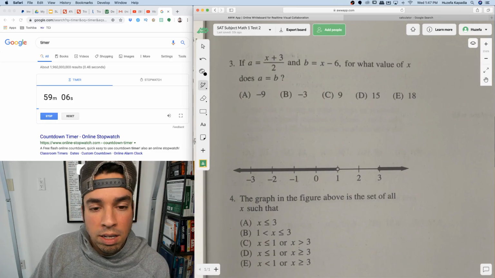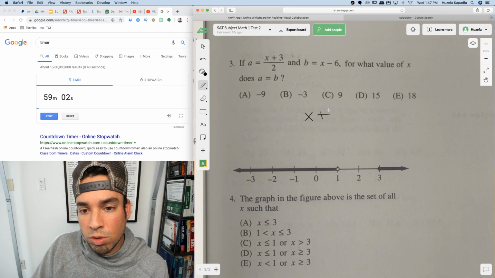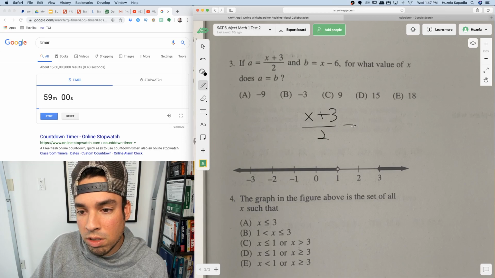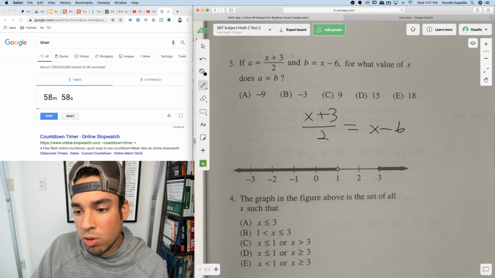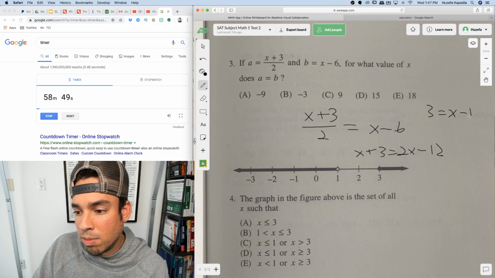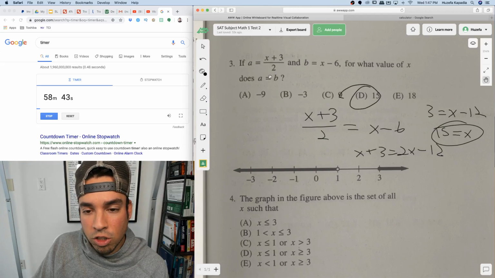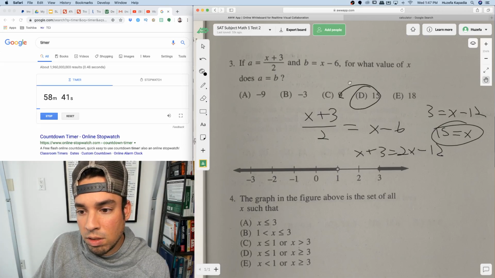Next, A is that, B is that. For what x does A equal B? Set these two equal to each other. They want to know when A and B are equal. Multiply both sides by 2: x plus 3 equals 2x minus 12. Subtract x from both sides: 3 equals x minus 12. Add 12 to both sides. x equals 15. Plug it in just to double check: 18 over 2 is 9, and 15 minus 6 is 9.